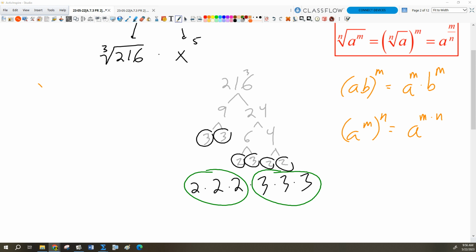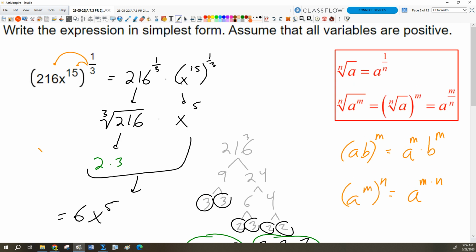So this works out well, doesn't it? The cube root of 216 just becomes 2 times 3 with nothing stuck inside. Okay, so then look, I get 2 times 3 times x to the 5th. If I tie all that together, isn't that just 6 x to the 5th? Okay. Anything we can take away from that? I mean, I think we got it covered, right?